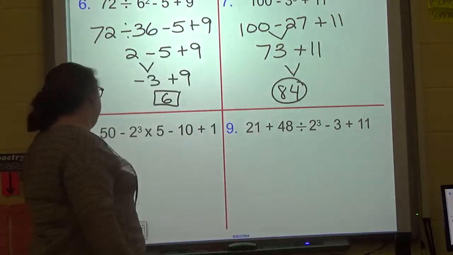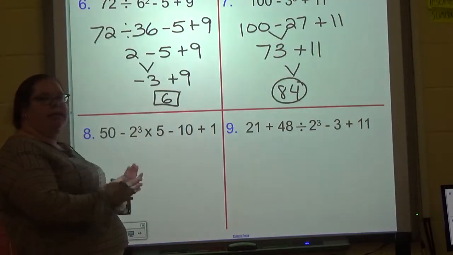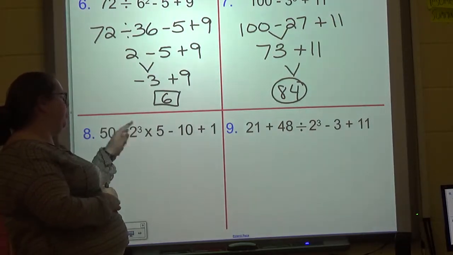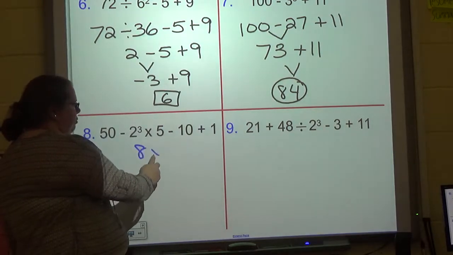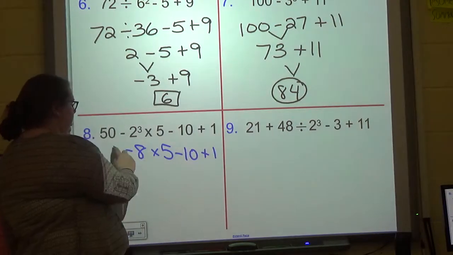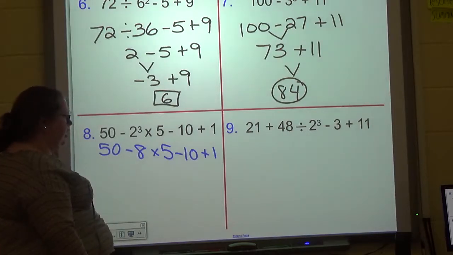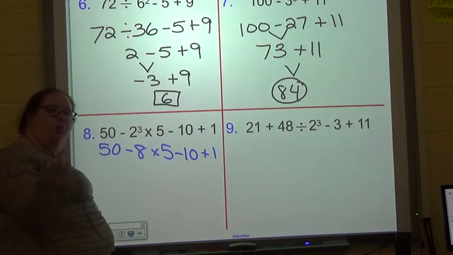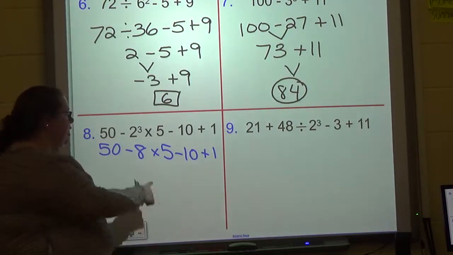Alright. This one looks a little challenging, but I think we can do it. Just take it one step at a time. What's the first thing we see? I see an exponent, so I know I need to do 2 to the third. So 2 to the third is 8, and then just bring everything else down. Don't get crazy. Take it one little step at a time. Now look, what else has to happen? I see a minus, I see a times, a minus, and a plus. What has to come first? Multiplication comes before addition and subtraction. So now I'm going to multiply.